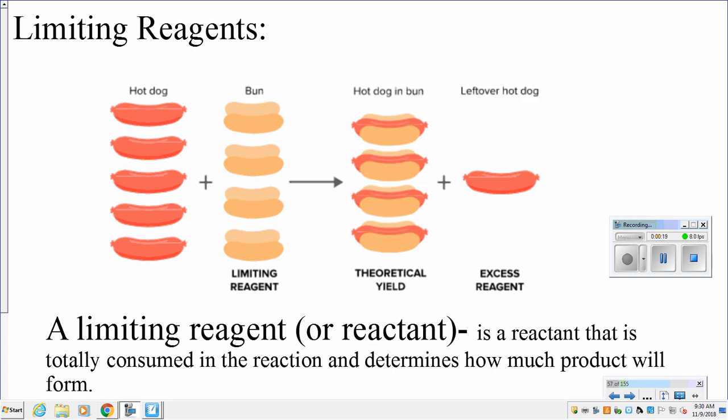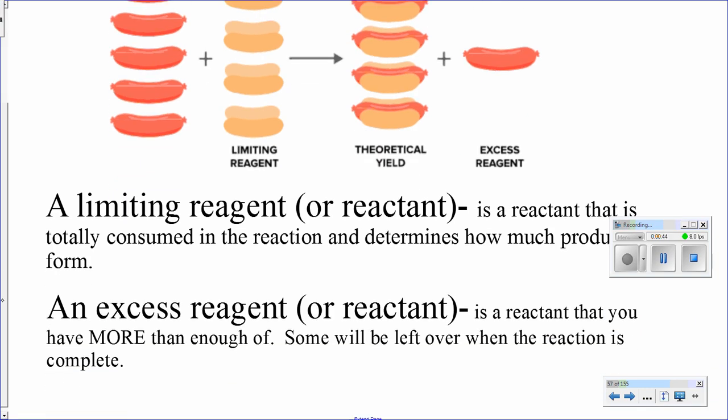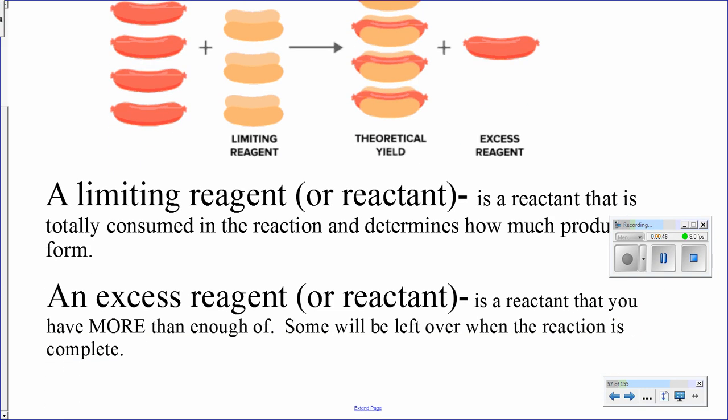So a simple visual of this: if we were to have 5 hot dogs and we had 4 hot dog buns, theoretically we could only make 4 full hot dogs in buns. Our limiting reagent there is our bun, because if we had 5 buns, we'd be able to also use that excess hot dog there. So we get a leftover hot dog. That can also be referred to as an excess reagent that's left over from that reaction.